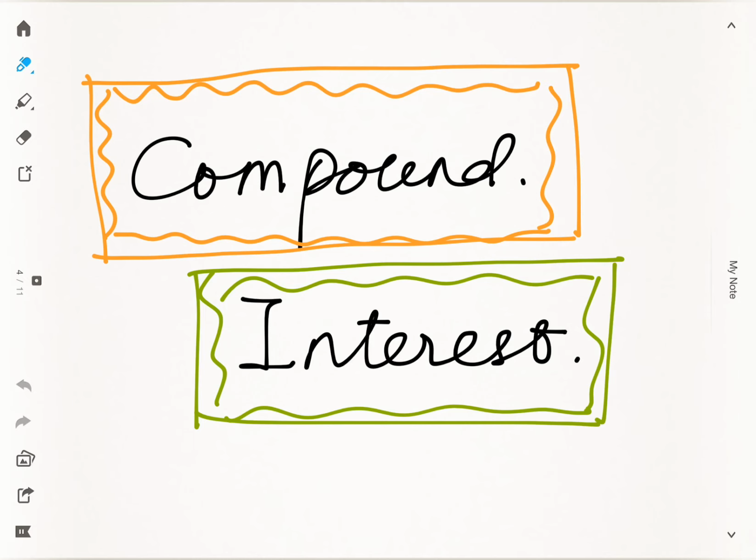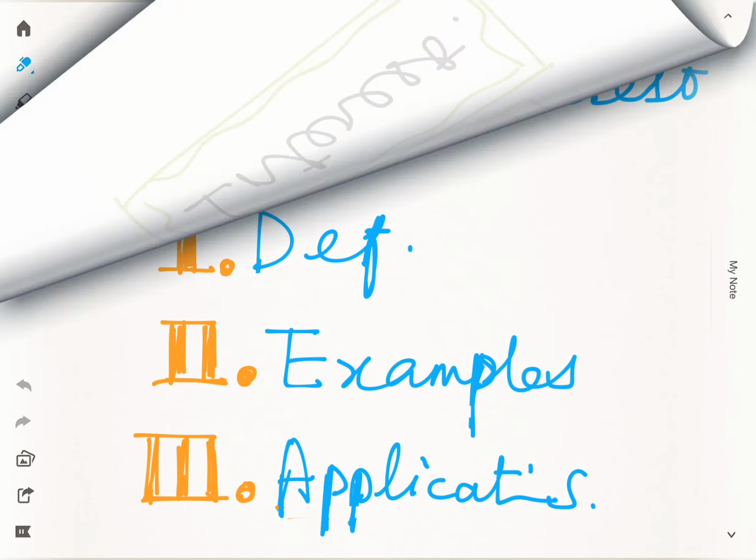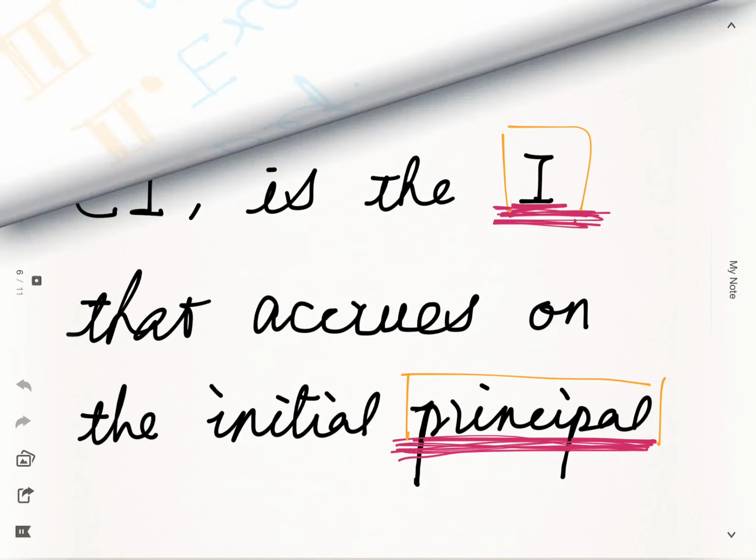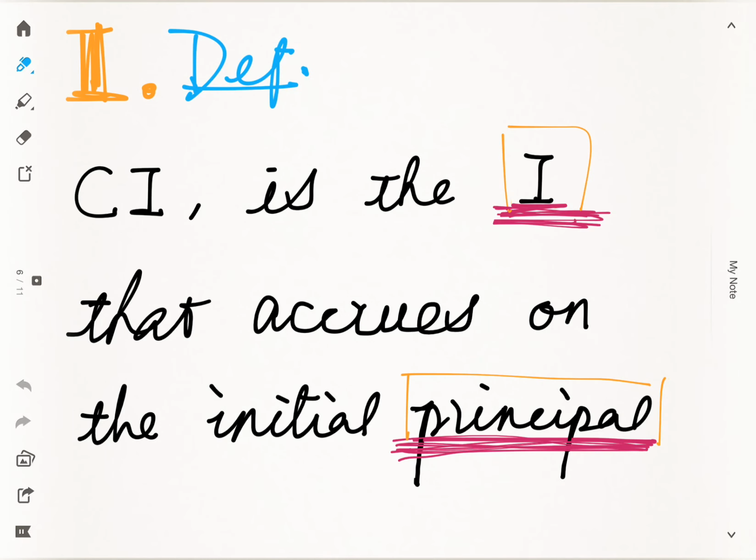It is about compound interest. I will break my presentation into three parts. In the first part, I will go over some definitions, the second part will be some examples, and at last we'll go for some applications. Exciting, huh? Alright, here is the formal definition of compound interest.